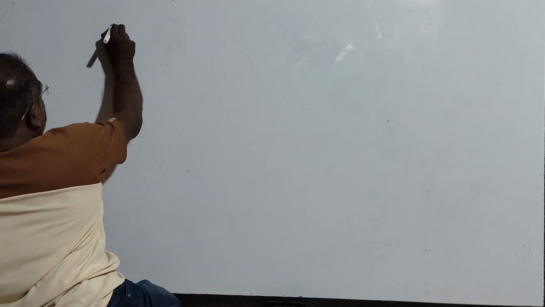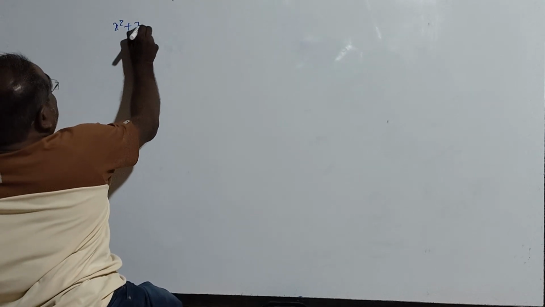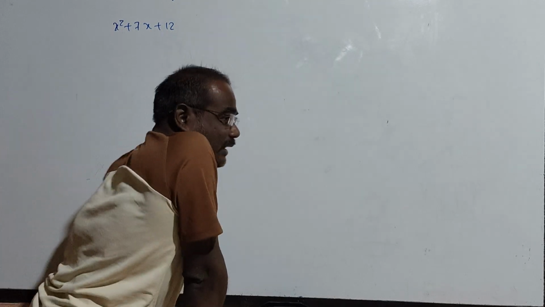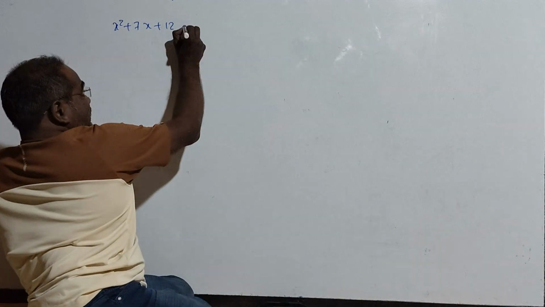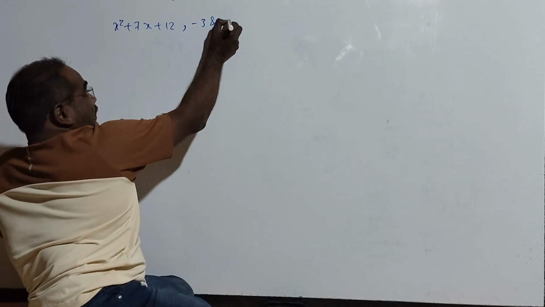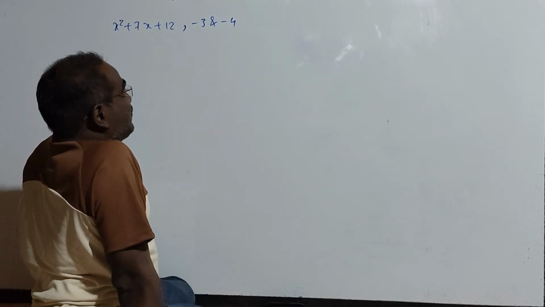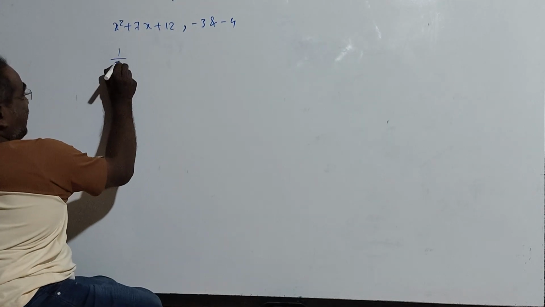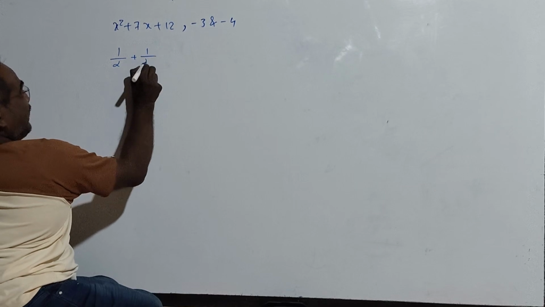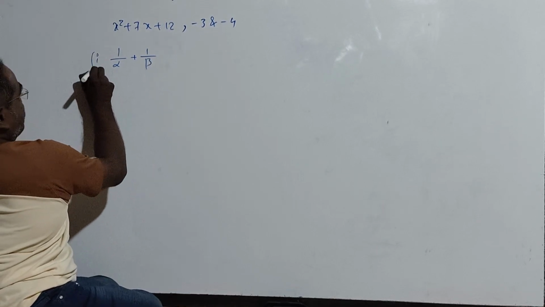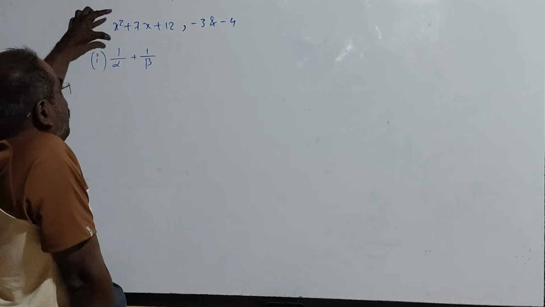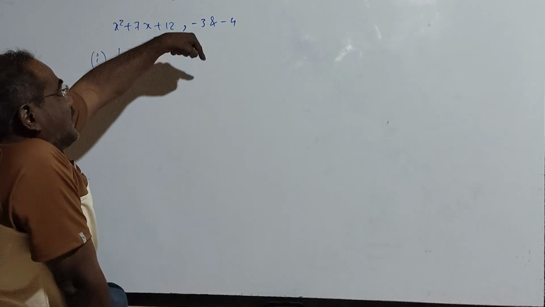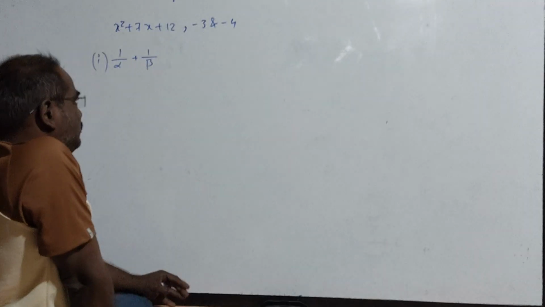See, x square plus 7x plus 12 is a quadratic polynomial that has its zeros minus 3 and minus 4. Then you find the value of 1 divided by alpha plus 1 divided by beta. This is the first question. He will give the quadratic polynomial and its zeros. Sometimes in the examinations he will give the zeros directly, so there is no need of this.